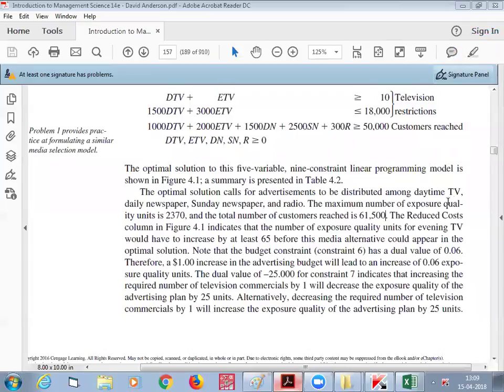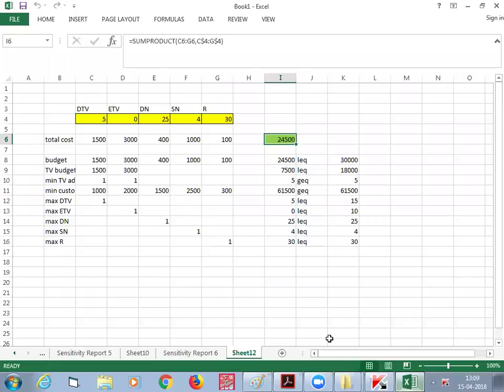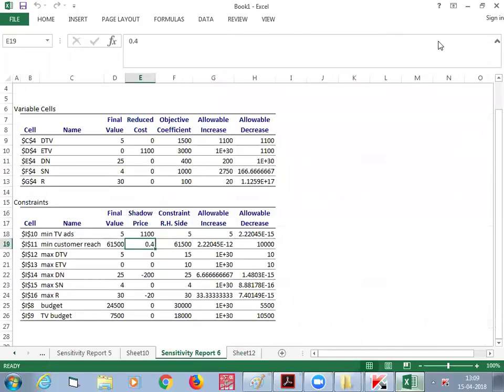Okay, so what were you saying? The reduced costs indicate that the number of exposure units for evening TV will have to increase by... Can you explain TV ads in report 6? Report 6? Which one? This one? In the Excel, yes, I understood. TV ads. This one here. Is that what you want?